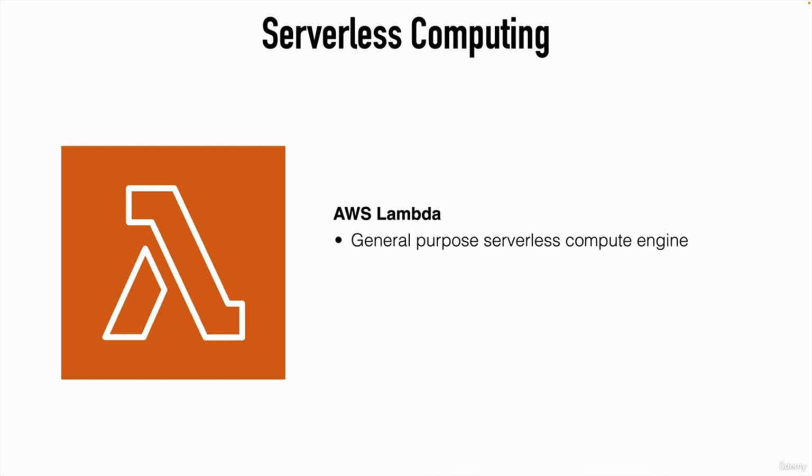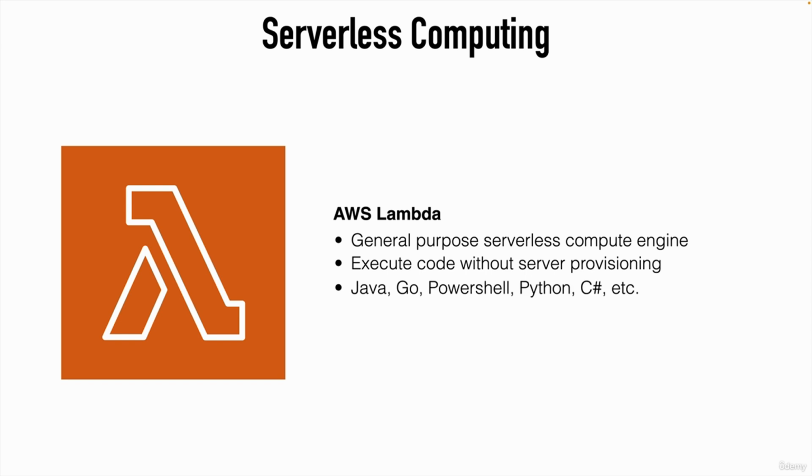AWS Lambda is the main general purpose serverless compute engine used on AWS. Lambda allows developers to run code inside of AWS without the need for provisioning any servers. That also means that there are no servers, of course, for us to manage. Lambda is constantly updating their support for different coding development platforms, and at the time of this recording, they support Java, Go, PowerShell, Python, C#, and more. So it is extremely flexible.